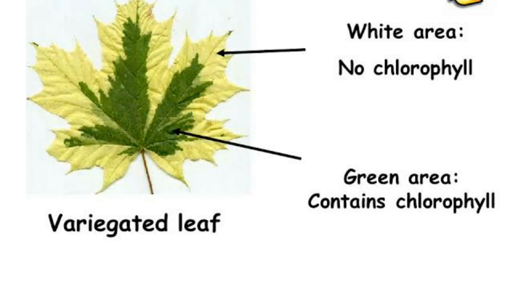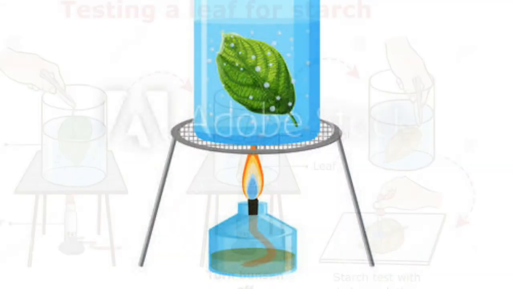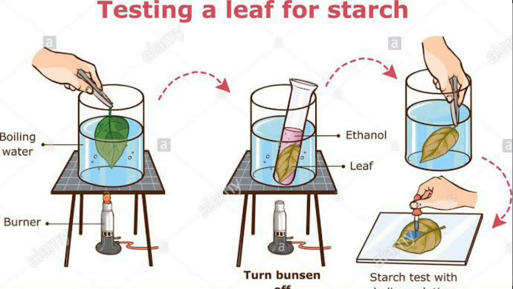So what do we have to do? We have to do the same procedure that we did in activity 1. Take the variegated leaf, boil it in water, boil the leaf in alcohol, then wash the leaf in cold water. Add a few drops of iodine. Which portion will turn blue-black? Only the green portion of the variegated leaf will turn blue-black and the other colored portion will not. It proves that chlorophyll is necessary for the plants to make food.